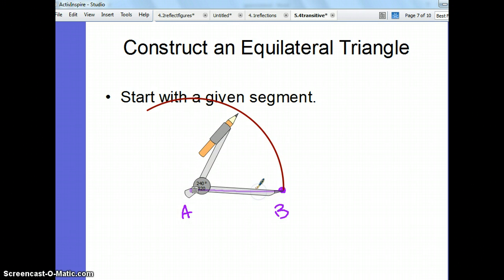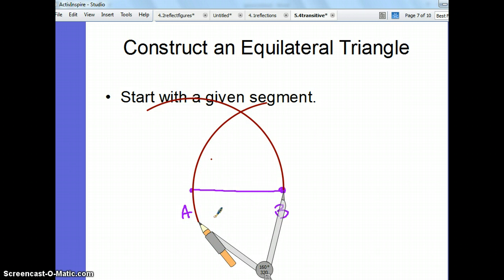And then without changing the compass, we do the same construction from B. And the point where those intersect, that's going to be point C, or your third point of your triangle. And then we connect those. All three sides are going to be congruent.